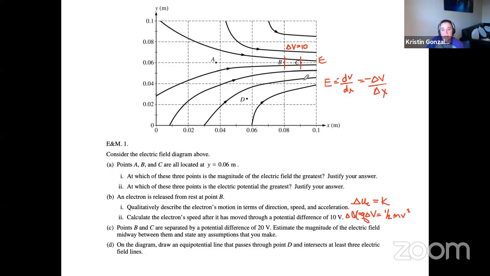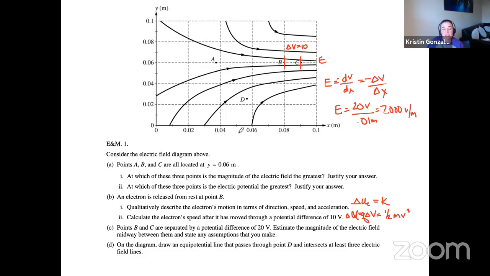Right, so I'm using B to C, which is what I know the potential difference of. They're giving us that it's separated by a potential difference of 20 volts, but we've got to estimate the distance between B and C. Well, B is at 0.08 meters, and C is at 0.09, so they're separated by a distance of 0.01 meters, which gives us 20 over 0.01. We move that decimal two places and we get 2,000 volts per meter.